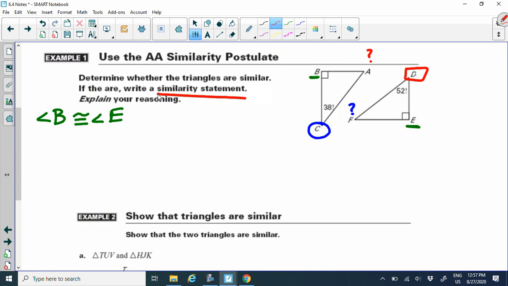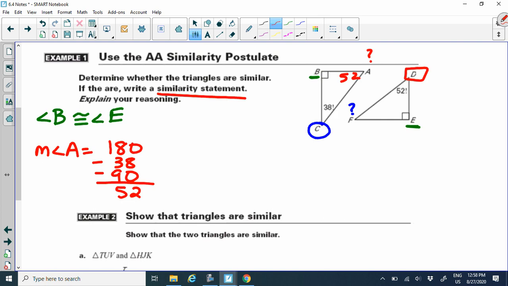Hopefully, you said 180. Okay, so for the measure of angle A, that's what we're trying to find, we are going to do 180 minus 38, minus 90. You can do that in your calculator, that's fine. So when you do that, it looks like we should get 52.